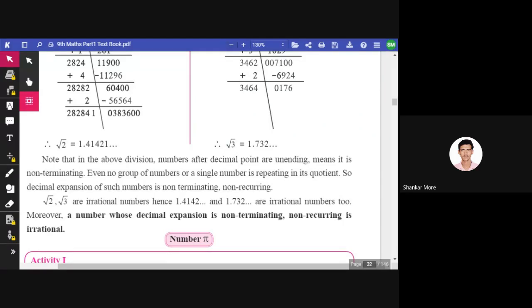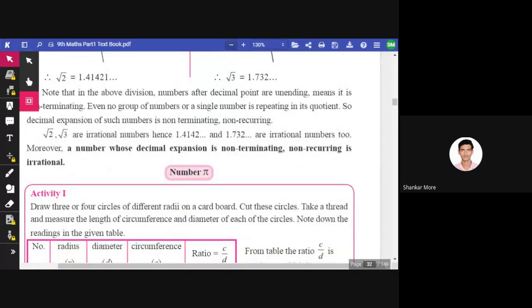Okay, so in such a case, they will not terminate, and they will not recur as well. Recur means what? Recur means to repeat. Now, root 2 and root 3 are irrational numbers, hence 1.4142... and 1.723... are also irrational numbers too. Moreover, a number whose decimal expansion is non-terminating, non-recurring is an irrational number. What is important? Non-terminating, and it should be non-recurring. Even if it is recurring, that is said to be a rational number.